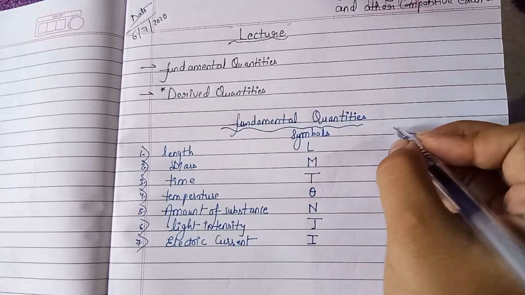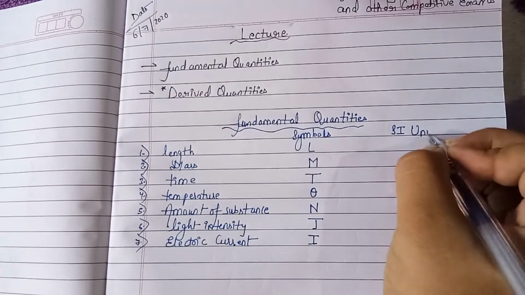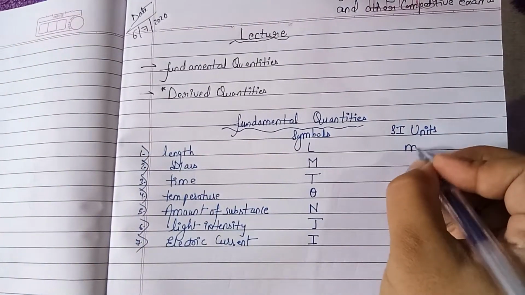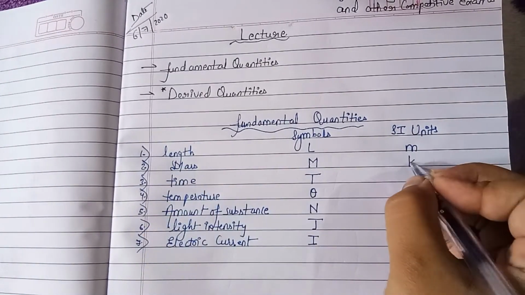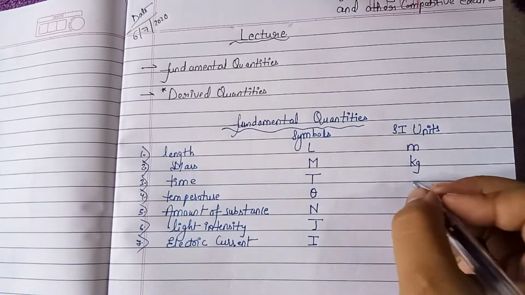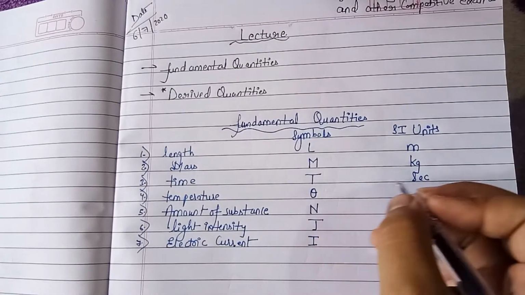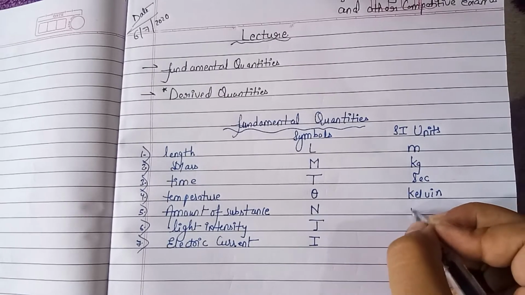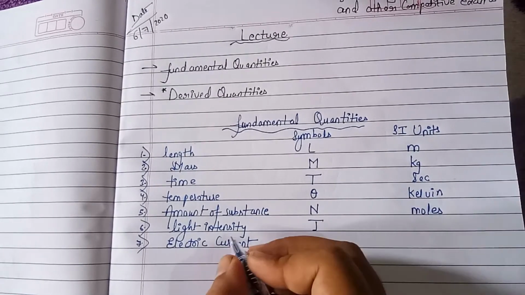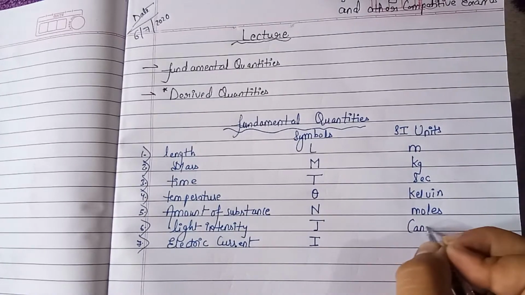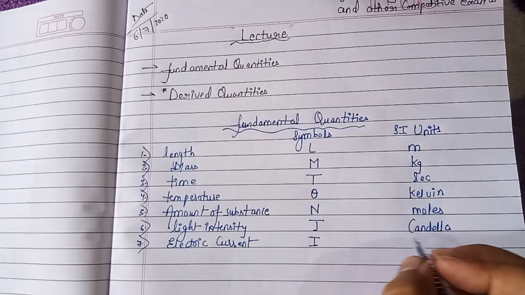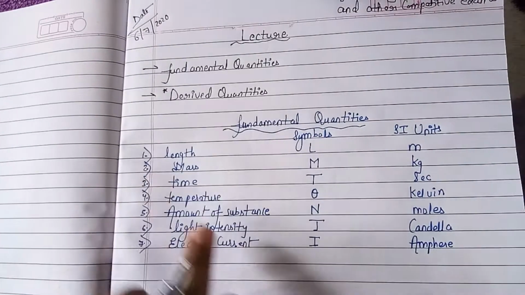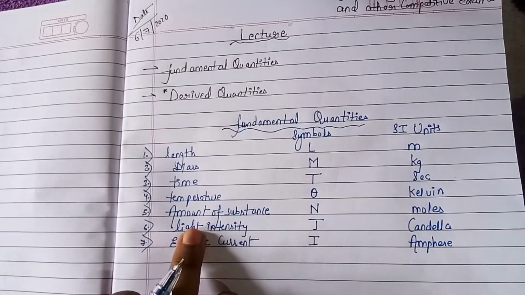I will write the SI units here. Length has the SI unit of meter, mass has kg, time has second, and temperature has Kelvin. In the same way, amount of substance has the unit mole, light intensity has candela, and current is expressed in ampere. So these are the 7 fundamental quantities that are very important in the derived quantities.